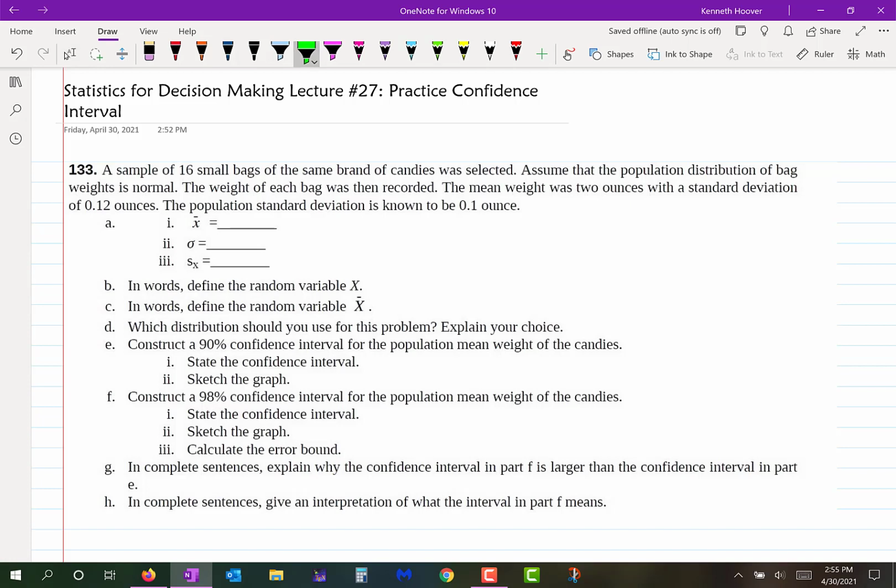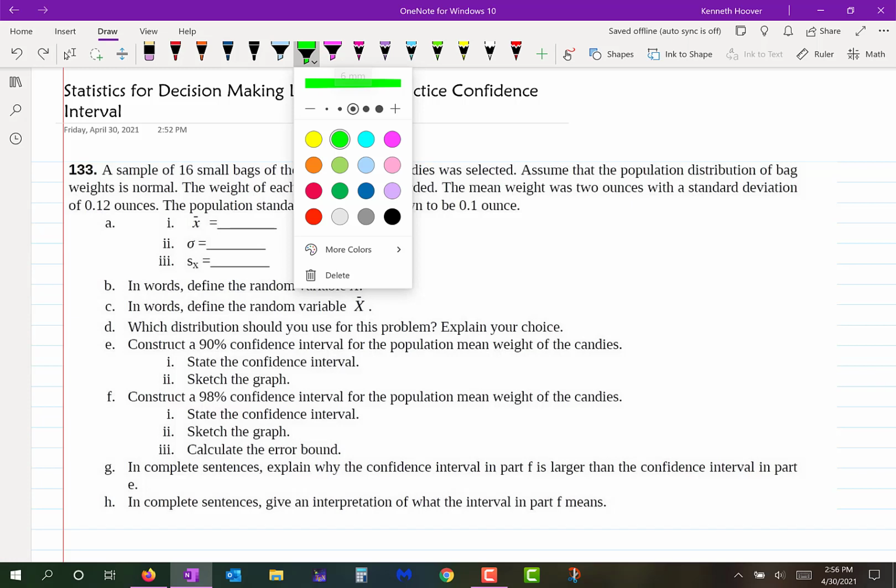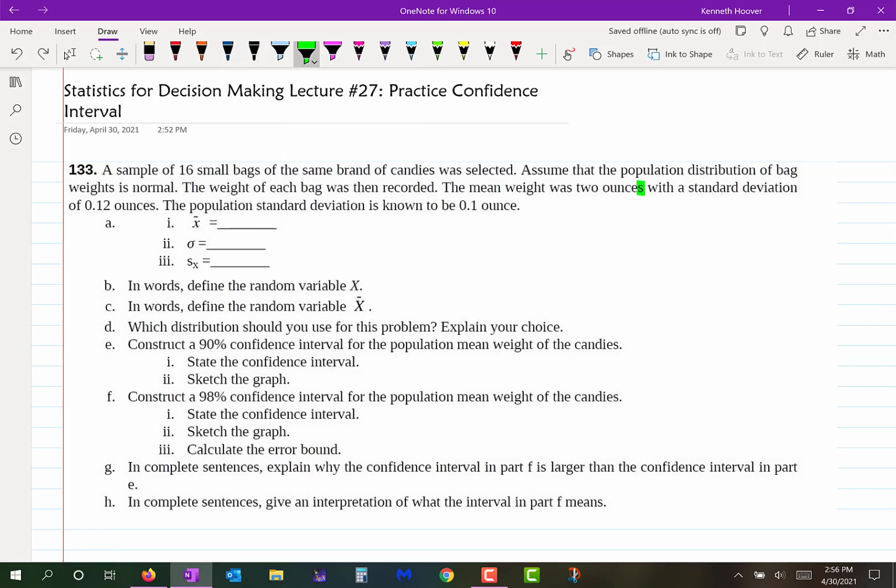So the first one says, X bar equals what? So you know what X bar stands for, right? That's the sample mean, okay? So what is our sample here? Look, it's a sample of bags, okay? And look right here. The mean weight was 2 ounces. So that's our X bar right there, 2 ounces.